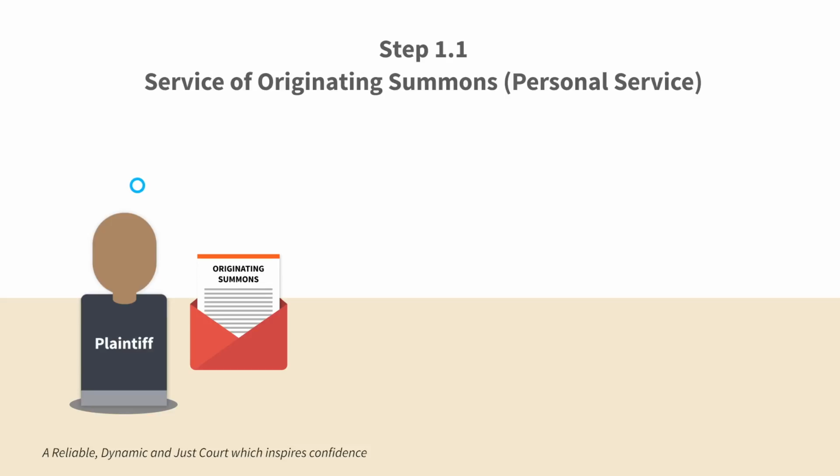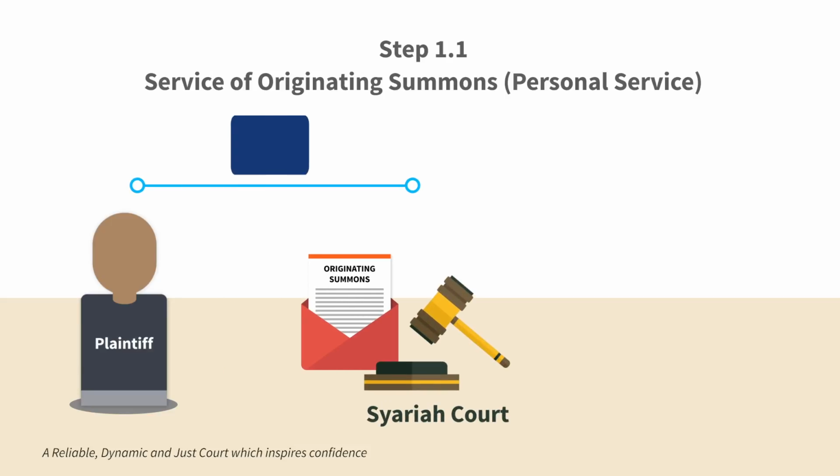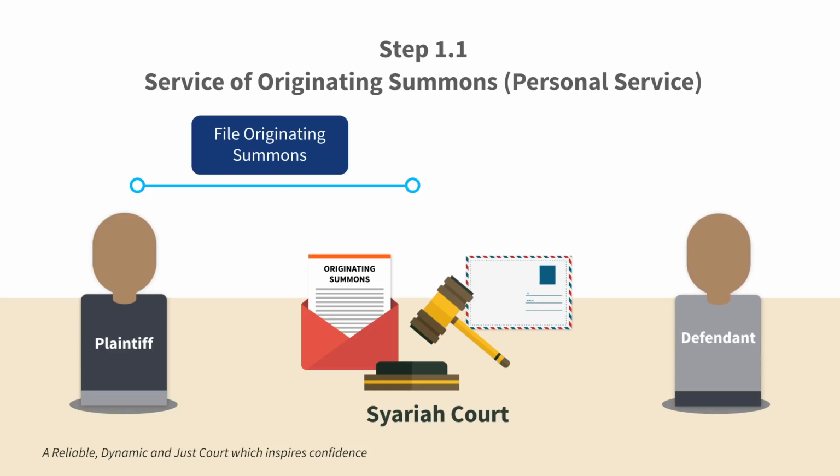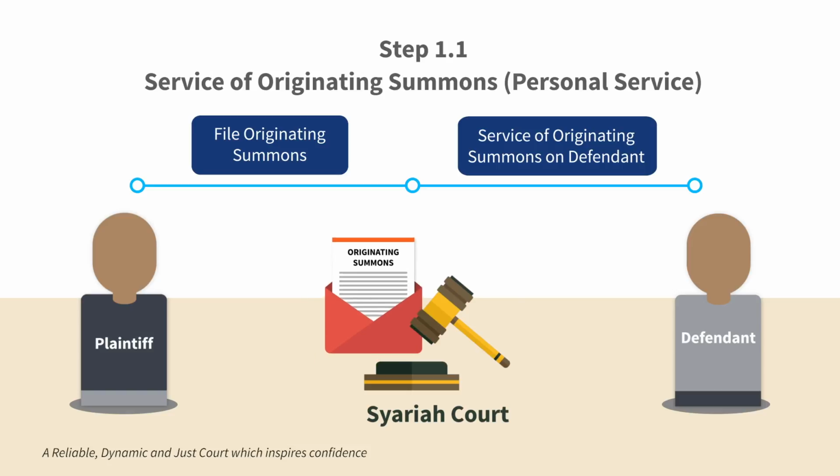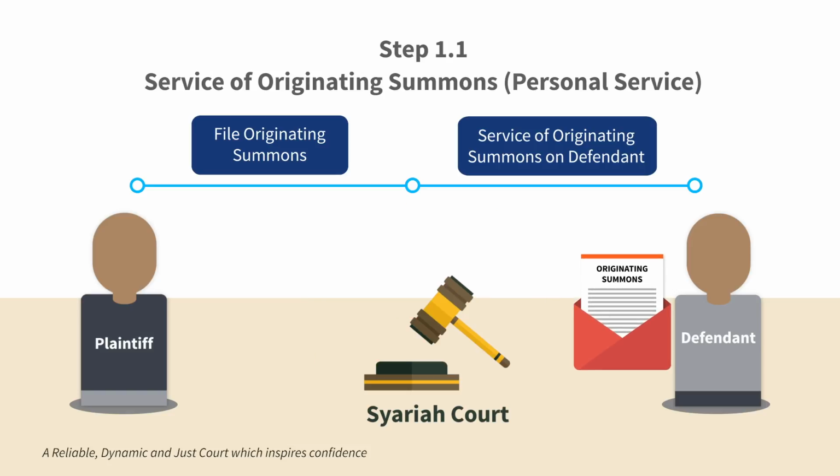As a plaintiff, if you have chosen to serve the originating summons by personal service and have provided a local residential address of the defendant, the Sharia court will send a letter to inform the defendant that you have started divorce proceedings at the Sharia court. The defendant will be required to come to the Sharia court to receive the originating summons in person. If the defendant does not collect the originating summons in person, the court will attempt to serve the originating summons at the local residential address provided by the plaintiff.